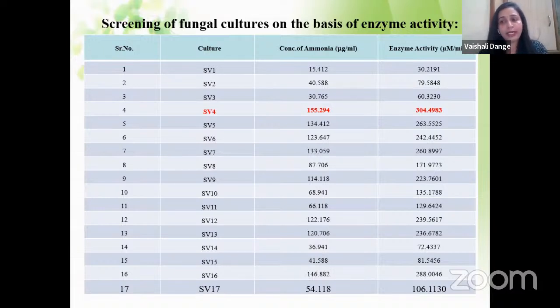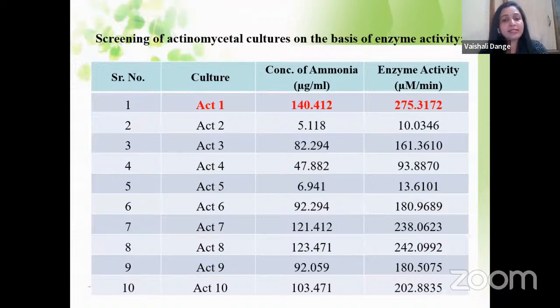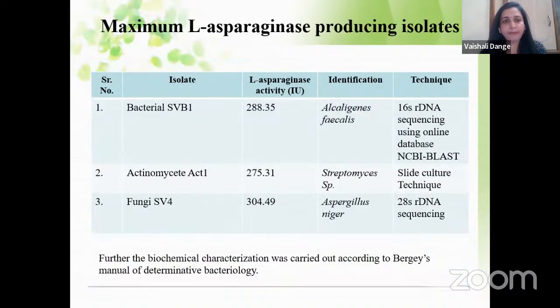So SP4 is the code name for my fungal culture, and you can see that it is giving the high enzyme activity as compared to the other isolates. And this is the result that I have got for the actinomyces. Here you can see that the enzyme activity is the highest as compared to the other actinomyces. Actually, I have got 10 actinomyces, but Act 1 is showing the high activity.